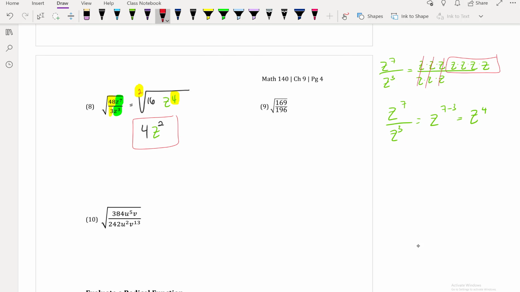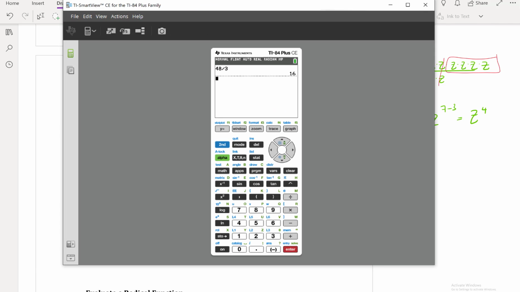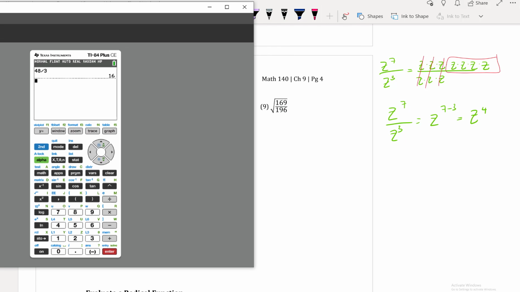Now for number 9. I have 169 divided by 196. So let's see what that looks like. So 169 being divided by 196.